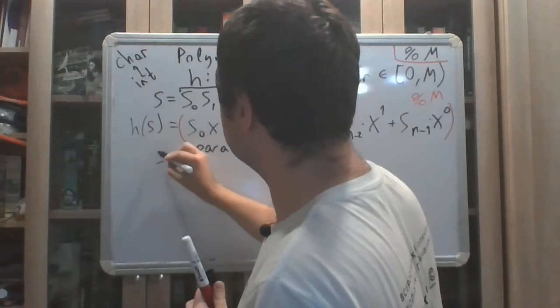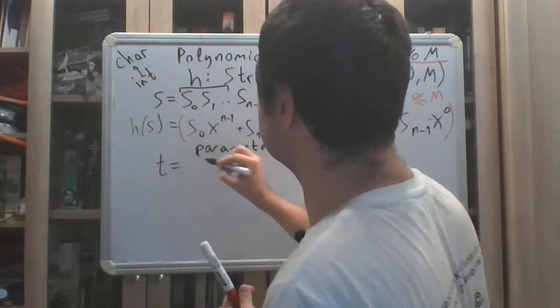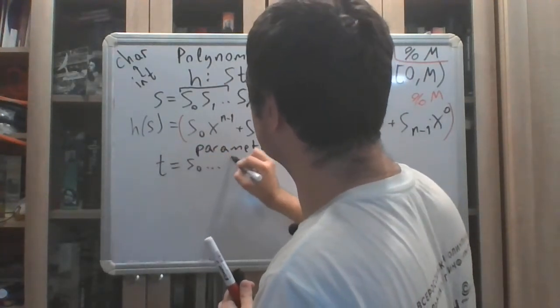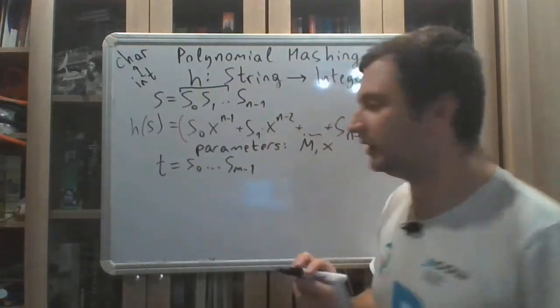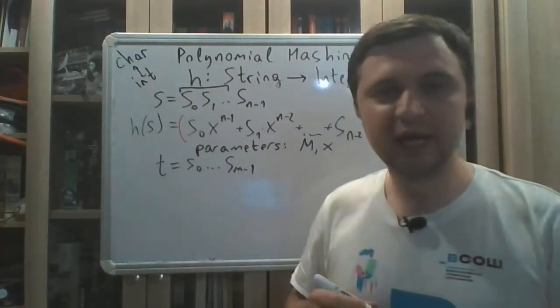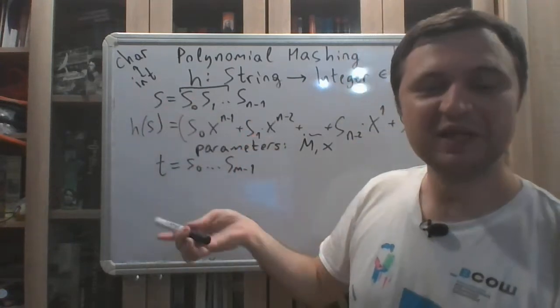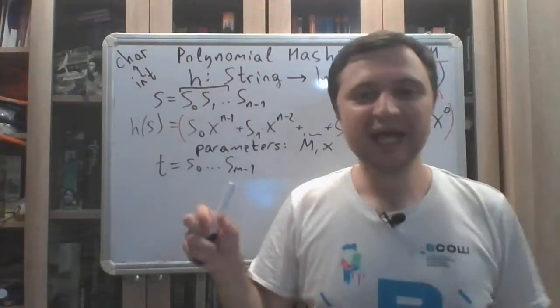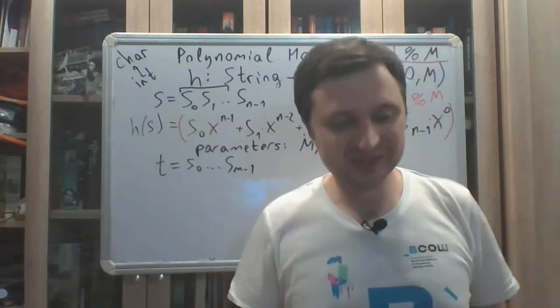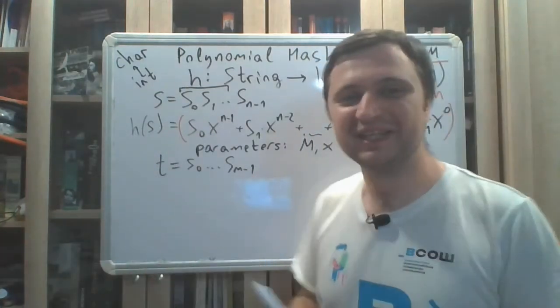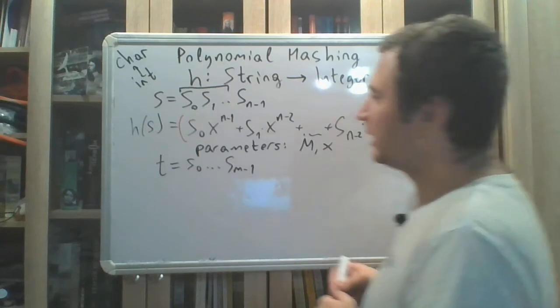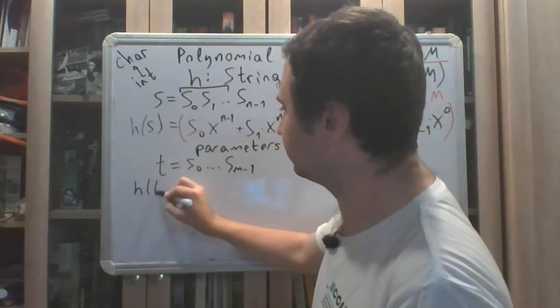So consider the string t, let's use the letter t, equal s_0 and so on, s to the power m minus 1. So I took the m first letters of my string s. Once again, the main collection has size n, and the other collection always has size m. It's the letters used in our string. So let's consider the hash function of t.